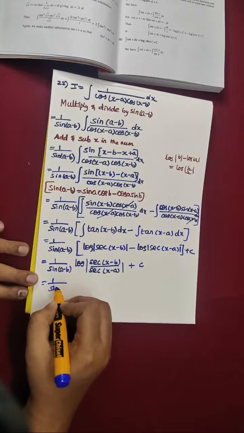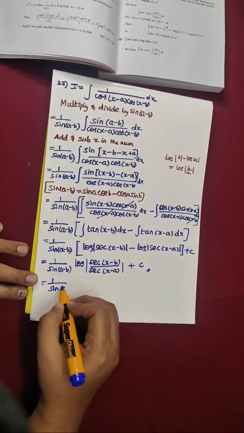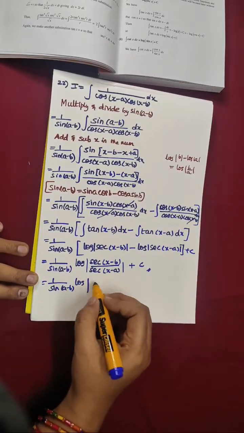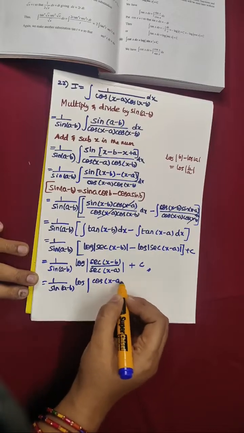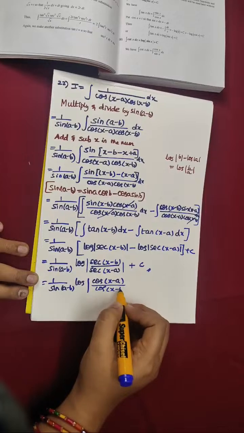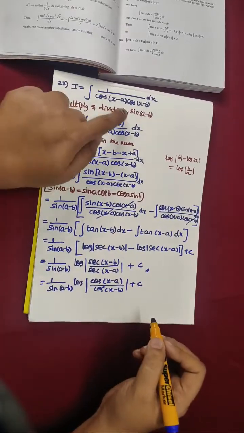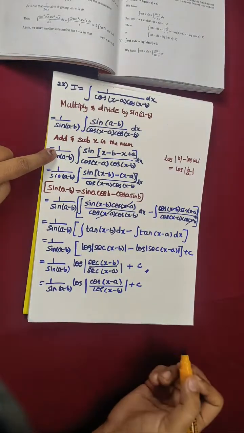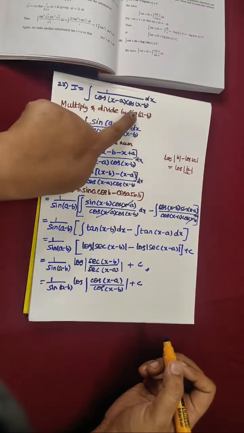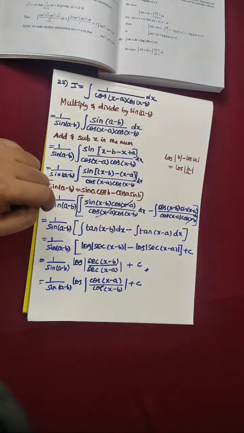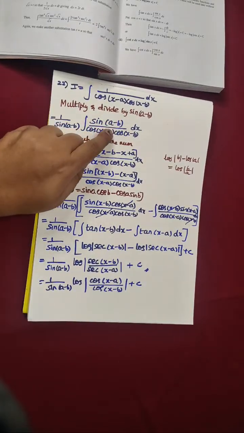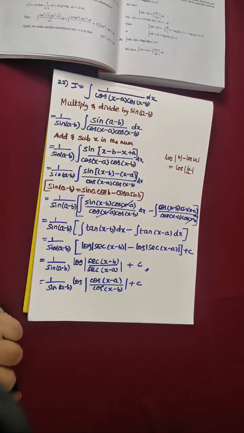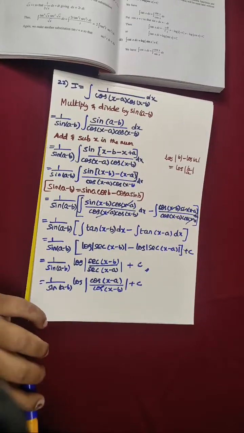So here itself you can stop, or do further simplification, since you have sine. So log of the secant will be in the numerator part, and that will come to the denominator part, plus c. Since we have minus, we are multiplying and dividing by sine of a minus b. If you have plus in the denominator, then you will be multiplying and dividing by sine of a plus b. Okay, so that is the simplified answer.